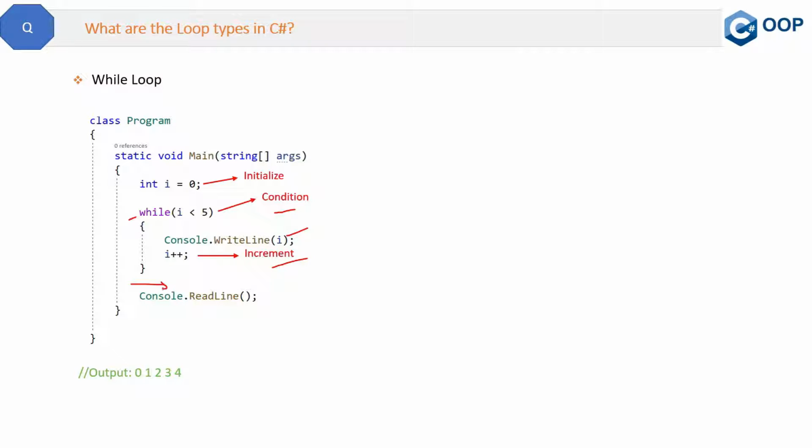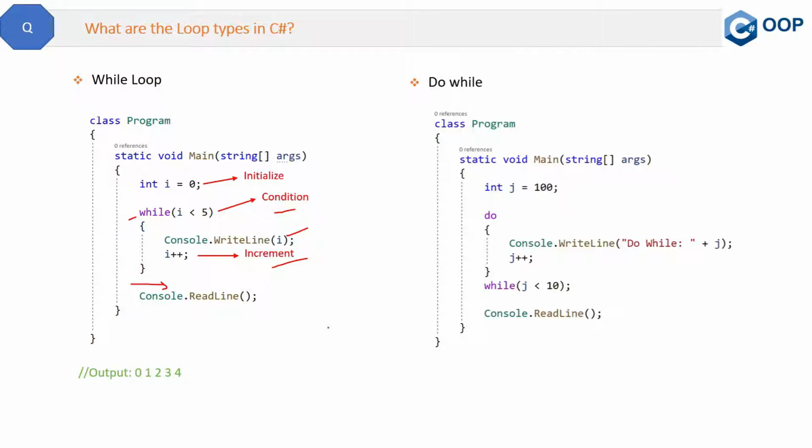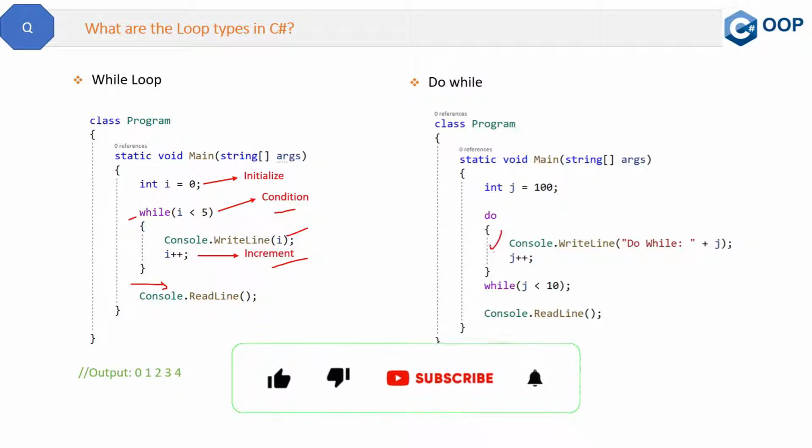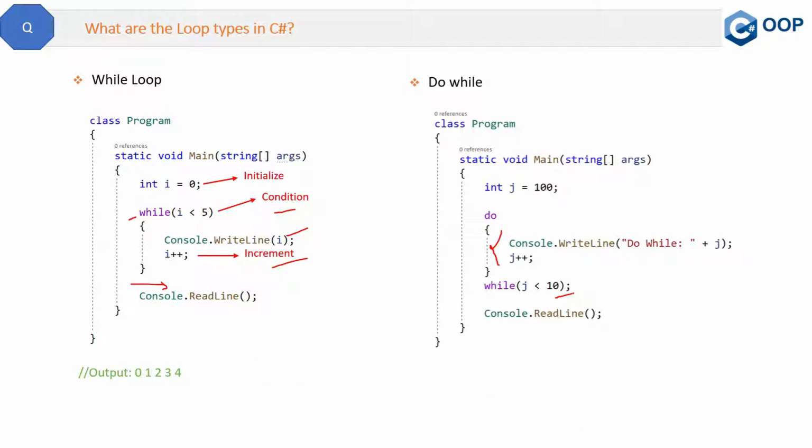Now the second loop is the do while loop, and here is the code of the do while loop. The only difference between while and do while is that the statement inside the do must execute the first time irrespective of the while condition. Whether it is true or false, the statement inside do will execute at least one time. So if you see the output, as I said, the statement executes at least one time irrespective of the while condition, and the output will be like this, do while 100.